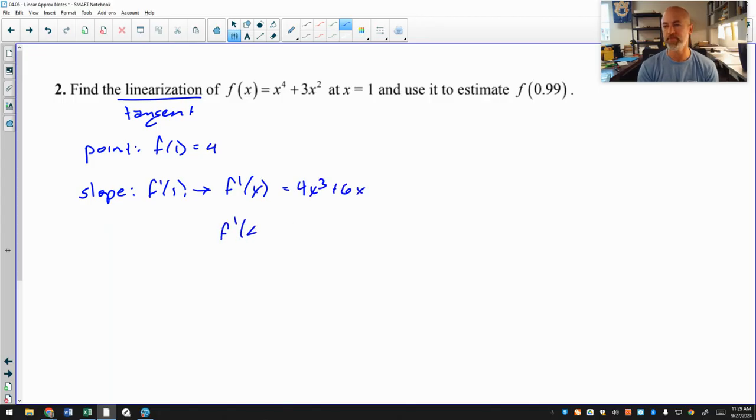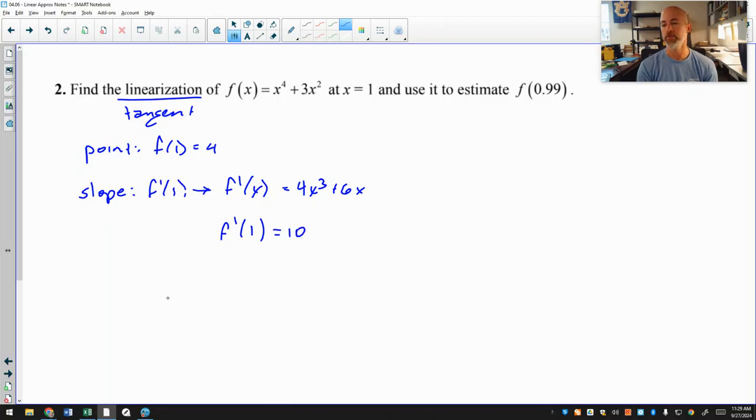I'm almost done. f prime of 4. Holy cow, this is a big slope. 4 times 4 cubed is 256, plus 6 times 4 is 24. So we get 480? Really? That is a ridiculously steep slope. Holy cow, I'm supposed to plug in 1, not 4. No wonder. Goodness, Paul, that's embarrassing. f prime of 1. Oh, well, that's a lot nicer.